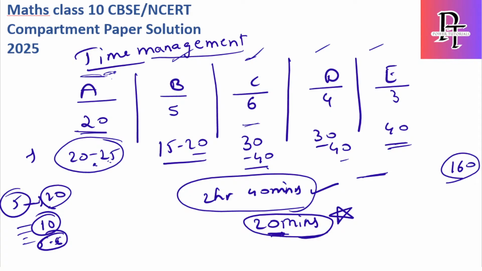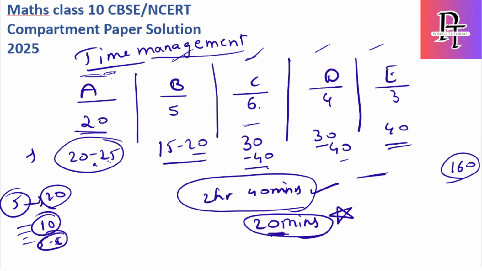So managing time means, first we have to consider the time and marks for each section. The first section is 20 questions, which you should try to complete in 20, at most 25 minutes. Section B has 5 questions, each carrying 2 marks, but if you can solve it within 15 to 20 minutes, then it's fine.